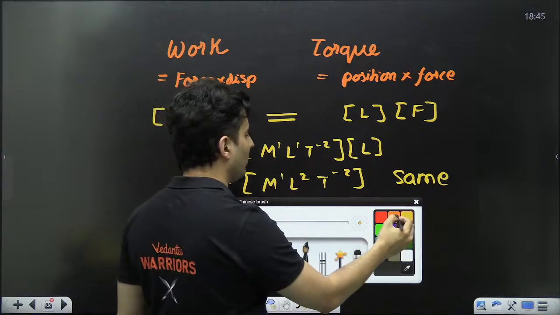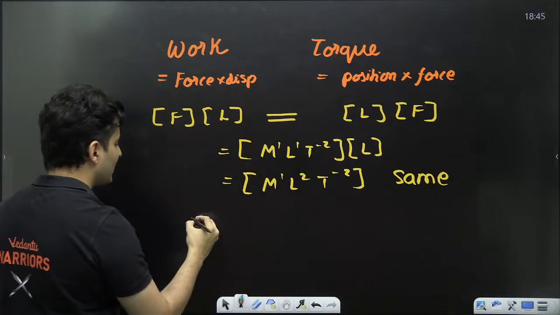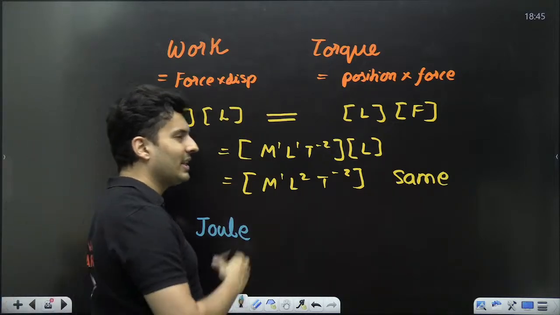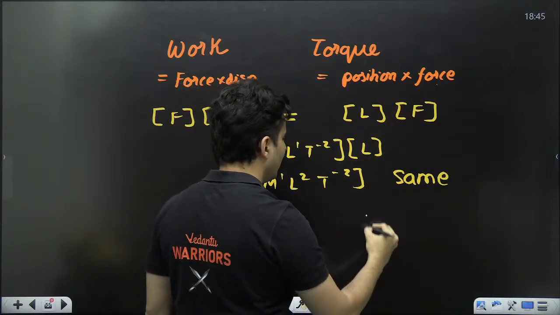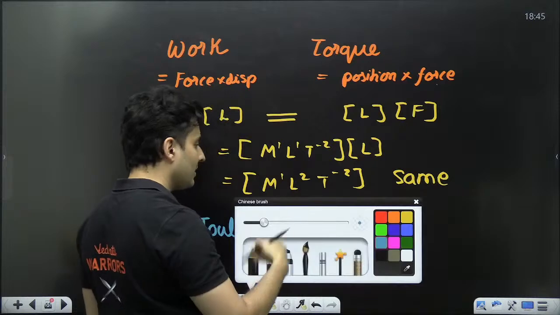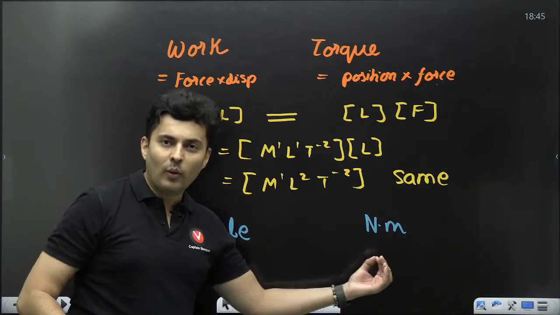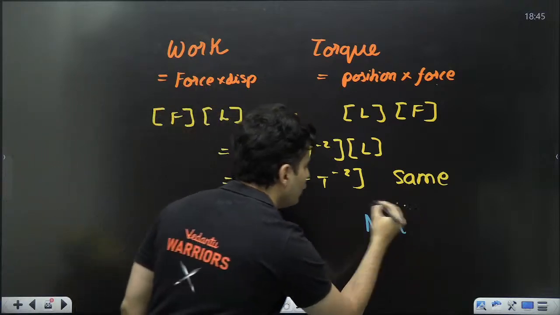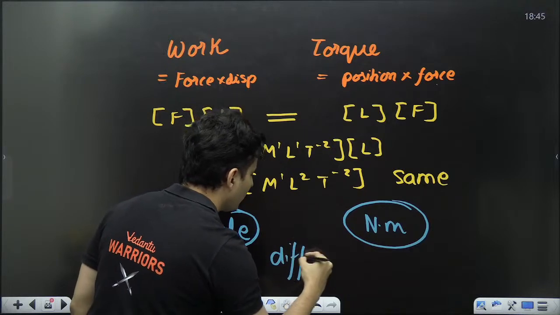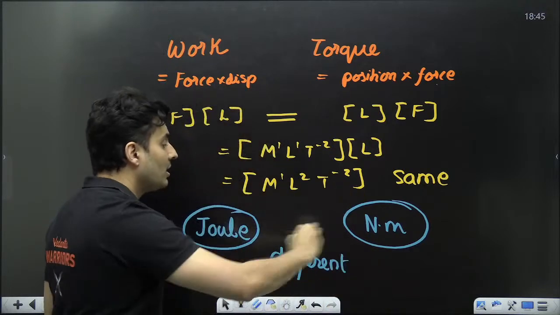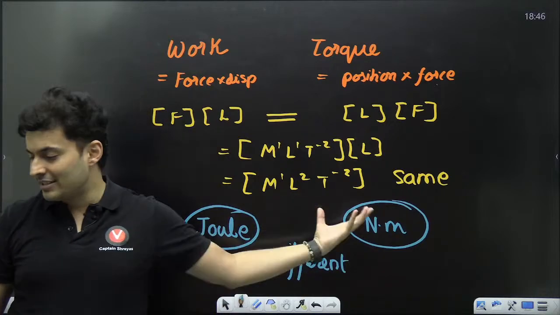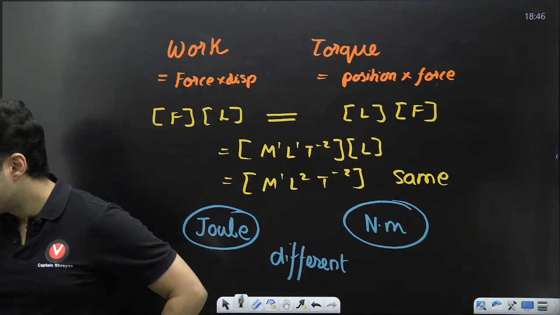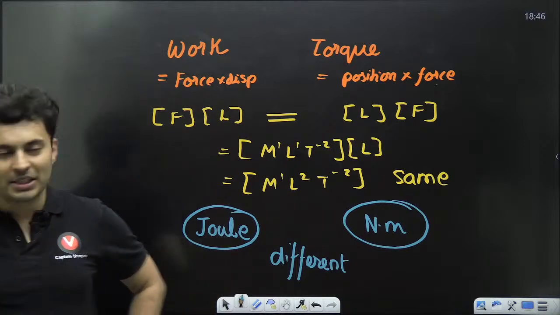But unit wise, that's a problem. Work is expressed in joule. Torque is not expressed in joule. This is meter, this is Newton. It is expressed in Newton meter. Although 1 Newton into 1 meter may be 1 joule, the units they use are different. So we use different units. Although the dimensions are same, the units used may be different. Like the best example is this one. Yes, very good. Is that clear? They have the same dimension, but they have different units.